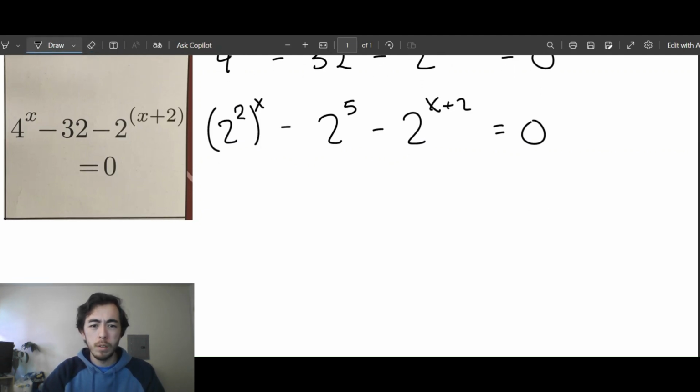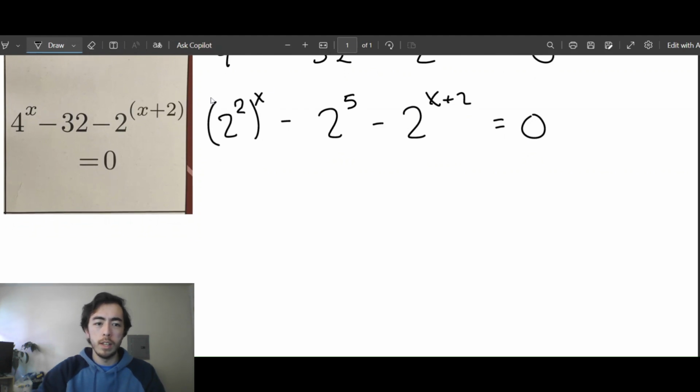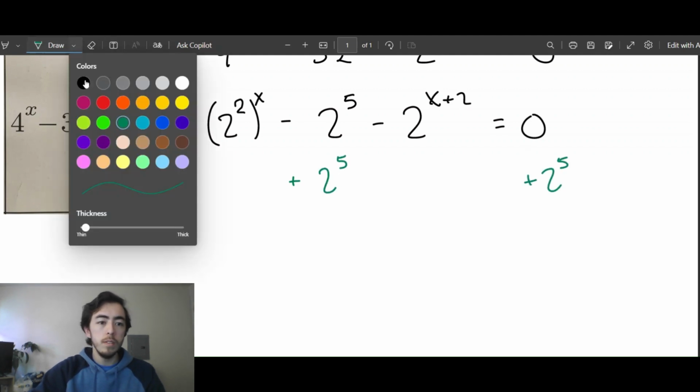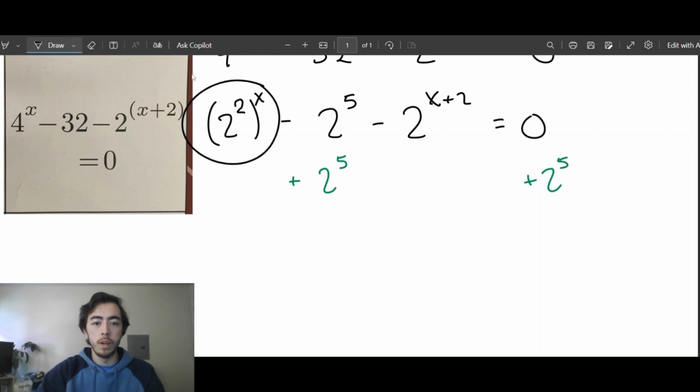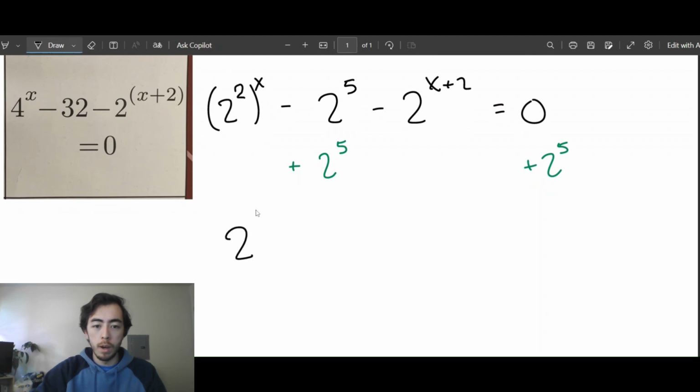So I guess maybe I'll do that. Maybe it'll be nice to add this 2 to the power of 5 to the other side. So I'll do just that. And then I also want to simplify what's going on here. Anytime you have stacked exponents, like something to the power of another thing and then to the power of another thing, like this scenario right here, you're allowed to multiply the exponents together. So I'll do 2 to the power of 2x minus 2 to the power of x plus 2, and this should all be equal to 2 to the power of 5.